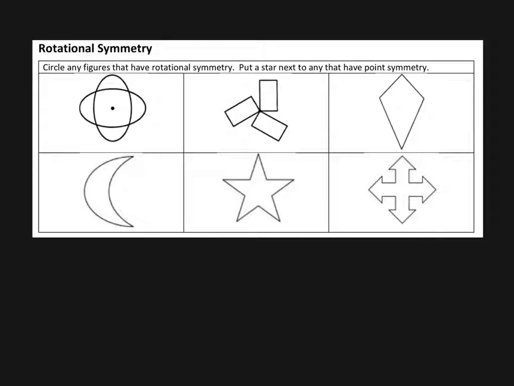Our first section brings us back to the beginning of the year to rotational symmetry. Now, keep in mind that we have two types of rotational symmetry. One just means, can you rotate that figure less than all the way around, less than 360 degrees, and still have an identical figure? Then we have this idea of point symmetry. Remember that point symmetry is strictly 180 degrees.